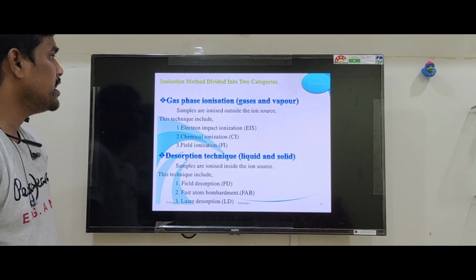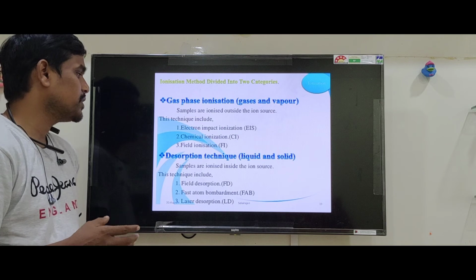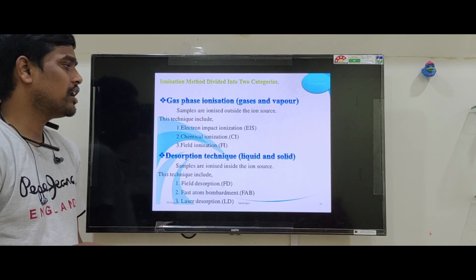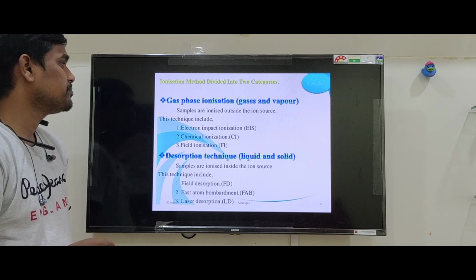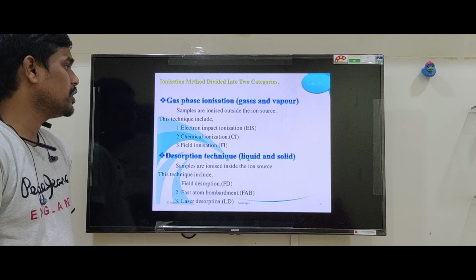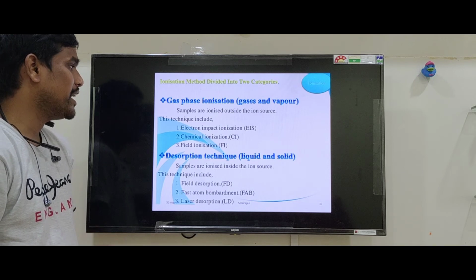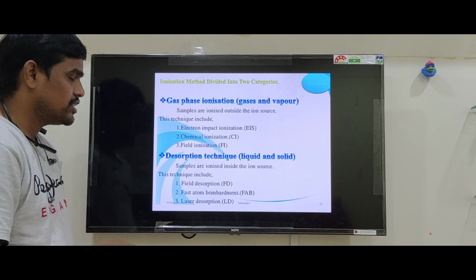So ionization methods divide into two categories. One is gas phase ionization, another one is the desorption technique for liquids and solids. First one, gas phase ionization, for gases and vapors: samples are ionized inside the ion source. This technique includes electron impact ionization EI, chemical ionization CI, and field ionization FI.